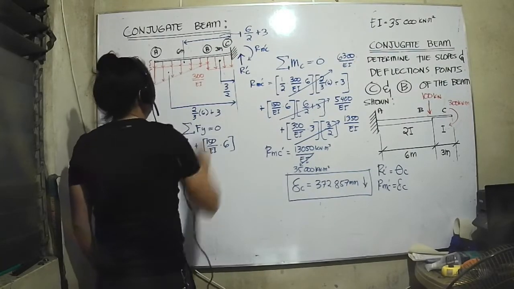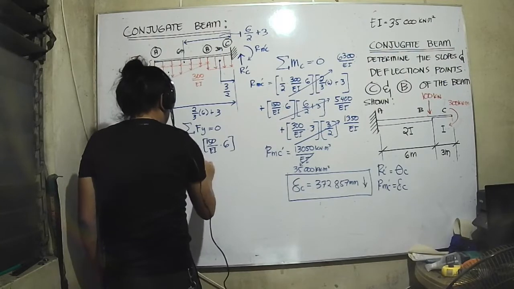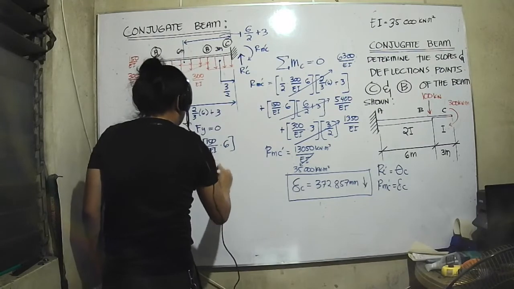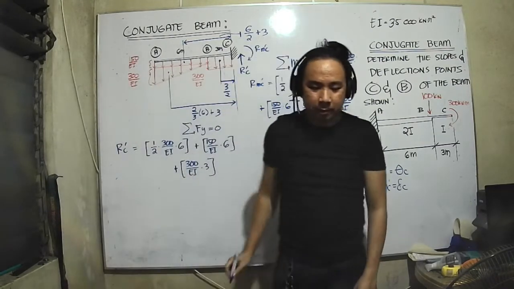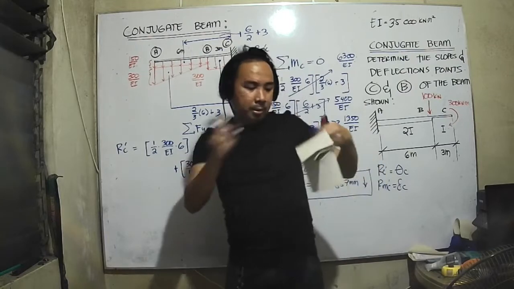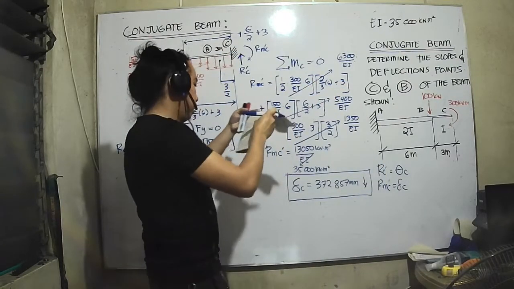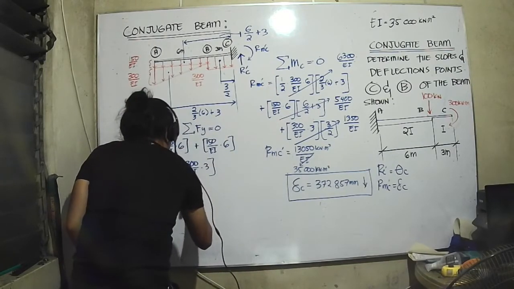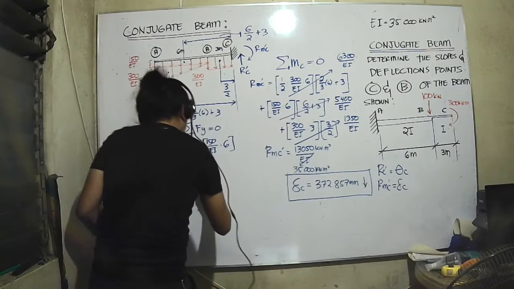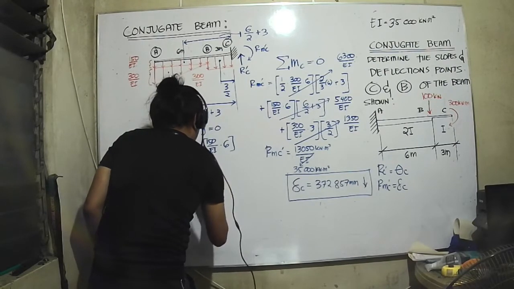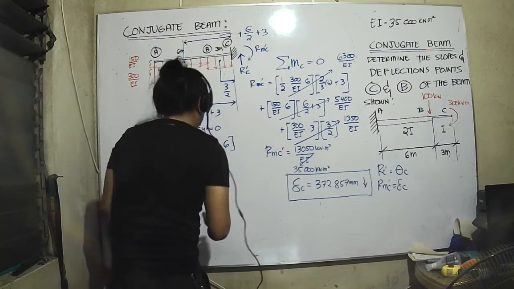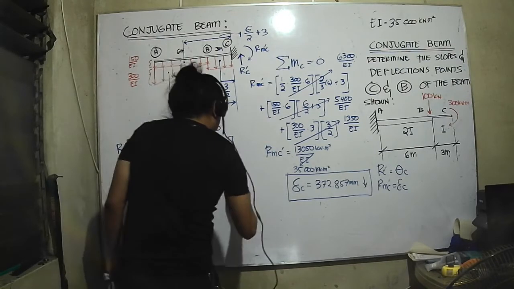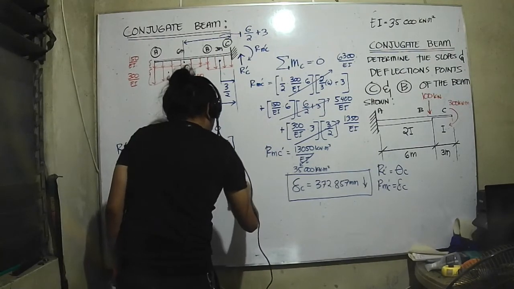I think that is height, and its base is 300 over EI times base, which is equal to 3. So, I think I've got all the data here. Now, I will have the slope at C prime, which is equal to 2,700 over EI, and this is in kN times meter squared.